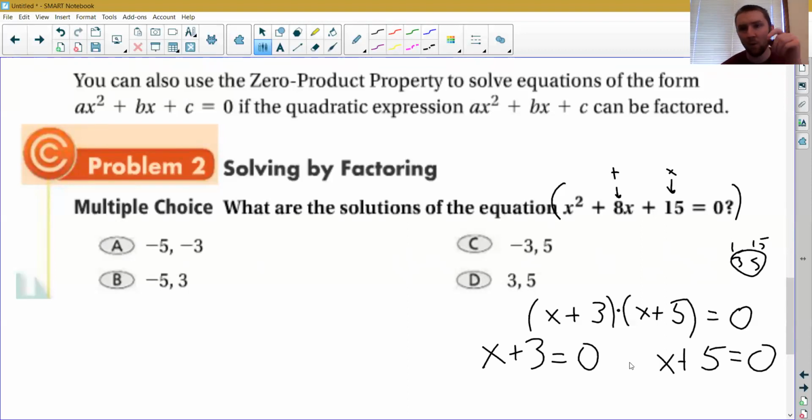By the way, in your homework, I am going to want to see this type of work. Okay, I want to see the factors. I want to see them each set equal to 0. And then I want to see your answers.